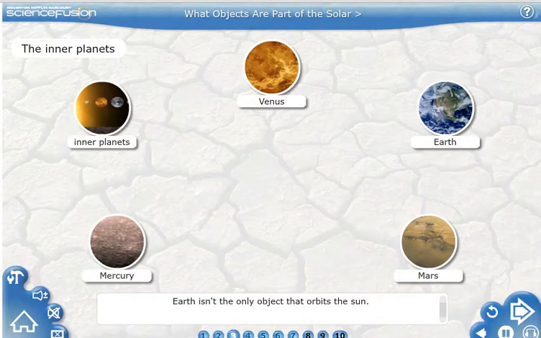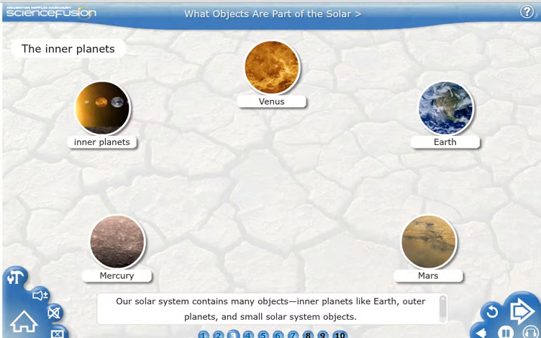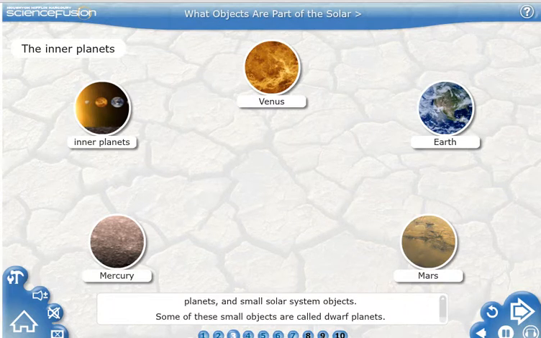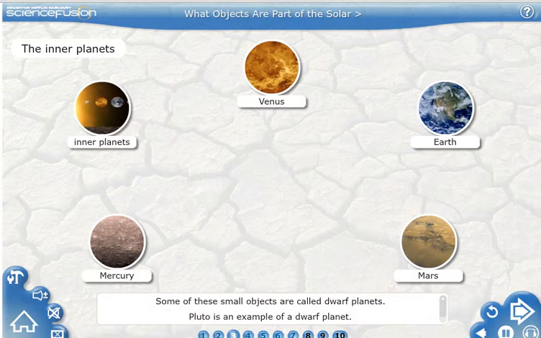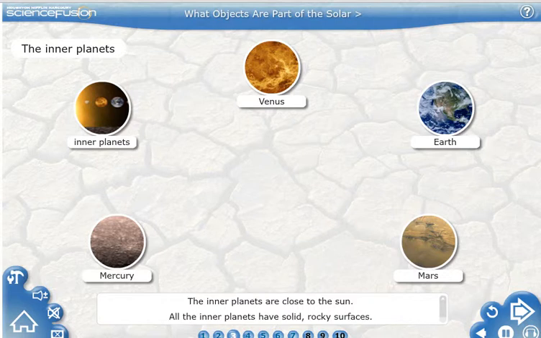Earth isn't the only object that orbits the sun. Our solar system contains many objects: inner planets like Earth, outer planets, and small solar system objects. Some of these small objects are called dwarf planets. Pluto is an example of a dwarf planet. The inner planets are close to the sun. All the inner planets have solid rocky surfaces. Click each picture to learn more.